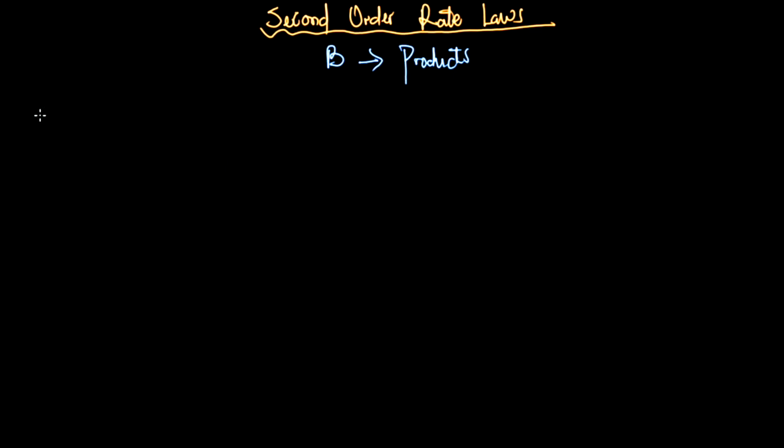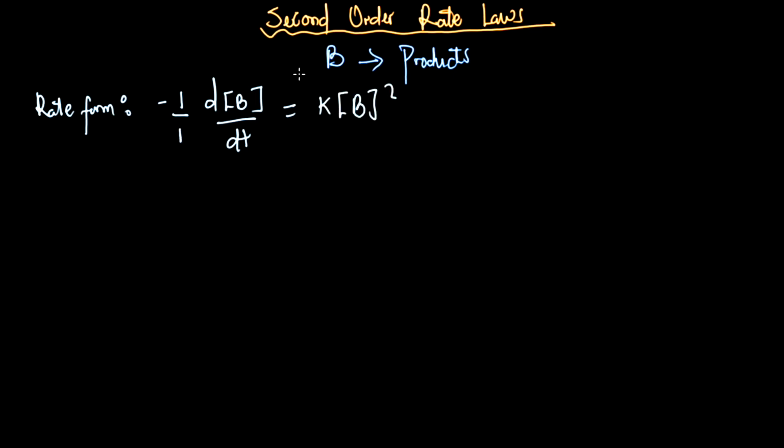So for a general reaction involving a single reactant, as in the reaction above, the rate law can be written as: negative 1 over 1 change in concentration of B over dt equals k[B]². Because the coefficient of B here is 1, we have this 1 over 1. And because this is a second order reaction, the concentration of the reactant is raised to the power of 2.